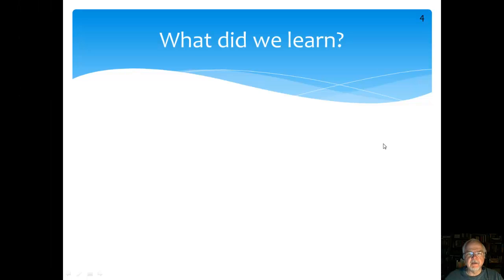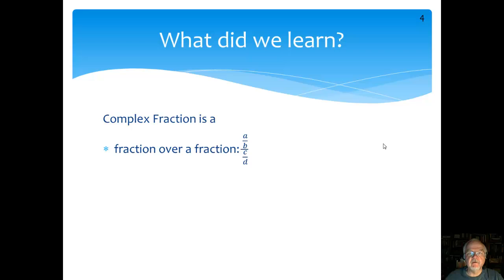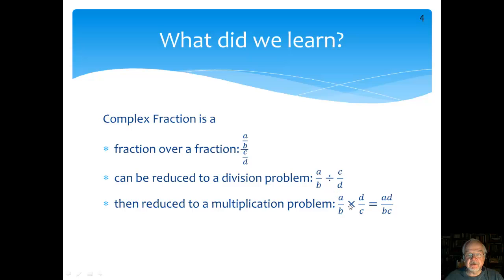What did we learn today? Well, we learned that a complex fraction is nothing more than a fraction over a fraction, and that to do the operation, a complex fraction can be reduced to a division problem, where we recognize that the numerator is in fact the dividend of the division problem, and the denominator is the divisor. Once we realize that, then we just change the sign, flip the divisor, and then do the multiplication across numerators and across denominators as such.